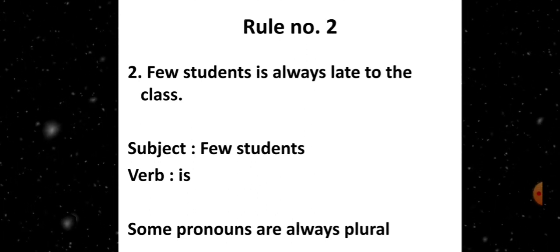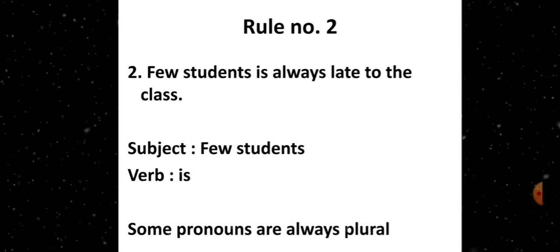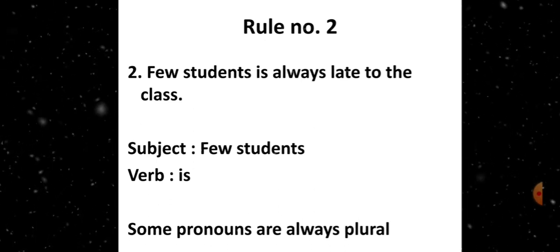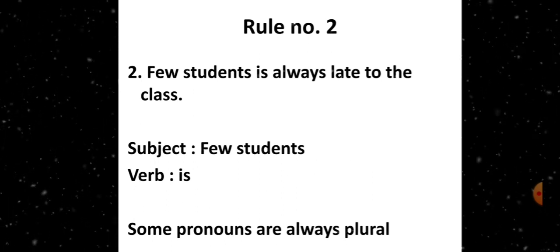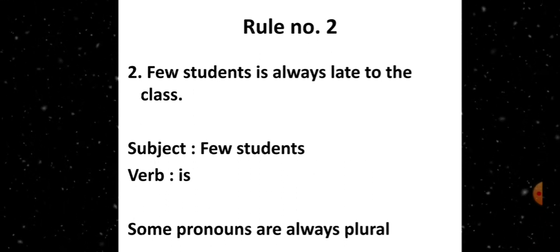Now what is the subject? Few students is the subject. Okay. So few students is plural and is singular. So there is no agreement between subject and verb here.